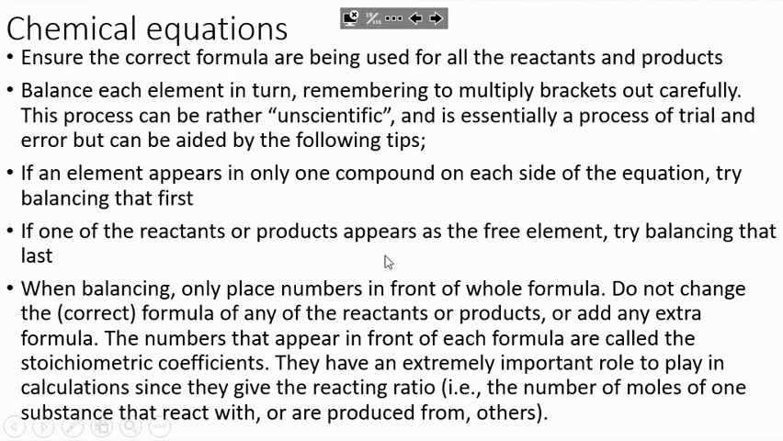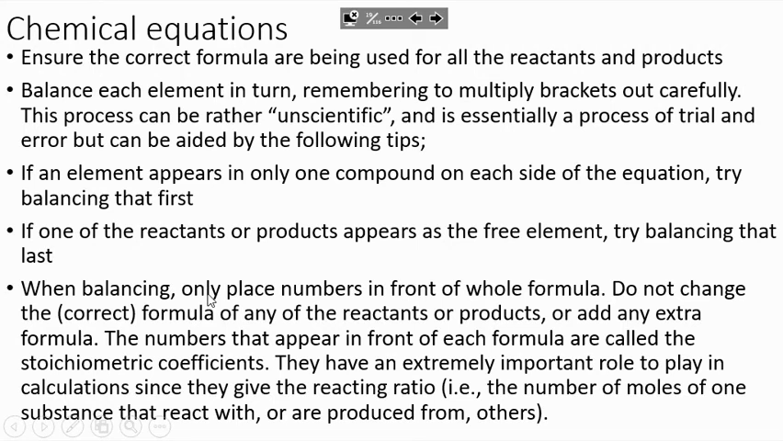Okay, so make sure that when you're doing this, you're using the correct formulas for your reactants and your products. Balance each element in turn. Remember, you can keep polyatomic ions together. That makes things a lot faster to balance. We talked about that in regular chemistry. If an element appears in only one compound on each side of the equation, try balancing that first. And if one of the reactants or products appears as a free element, try doing that one last. So remember, I always talked about single atoms, leaving those behind, wait until the very end to balance those.